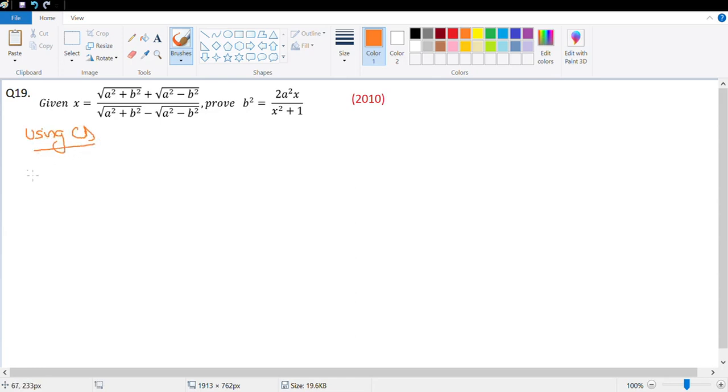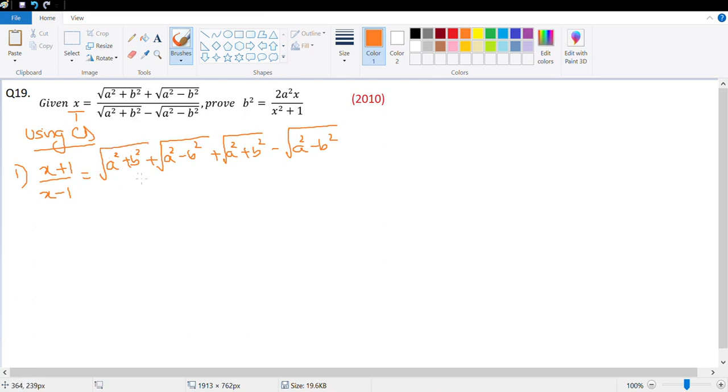So using componendo and dividendo, I get x plus 1 upon x minus 1. The denominator here is 1. So x plus 1 upon x minus 1 is equal to a square plus b square plus a square minus b square plus a square plus b square minus a square minus b square. Everything is in the square root sign, I will put them right at the end. Perfect, so that's my numerator. And in the denominator, I have a square plus b square plus a square minus b square minus a square plus b square plus a square minus b square, and everything is in the square root sign.